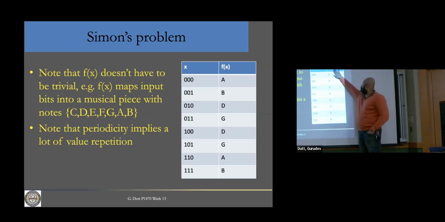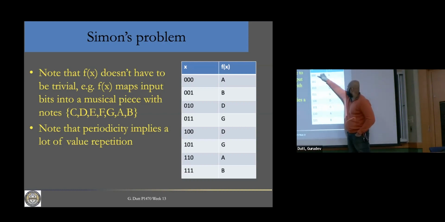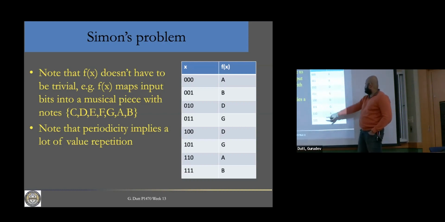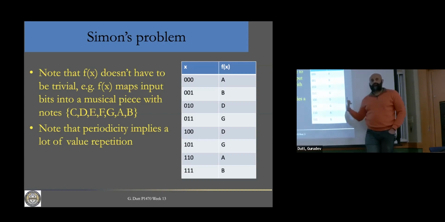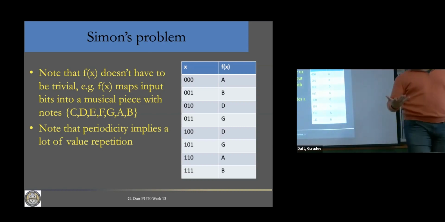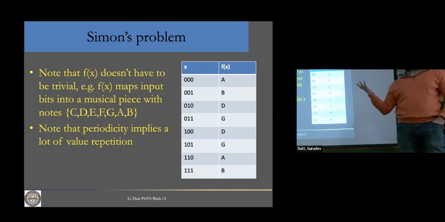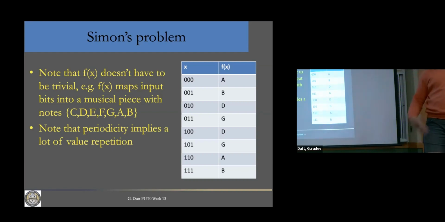And the idea is now that you should note that 000 is paired up with 110, for example. So 000 and 110 produce the same output A, for example, and so on and so forth. Periodicity, of course, implies a lot of value repetition, but given large enough bit strings and some secret key, this thing may not even look periodic at all when you first look at it, because it may be difficult to discern the period.